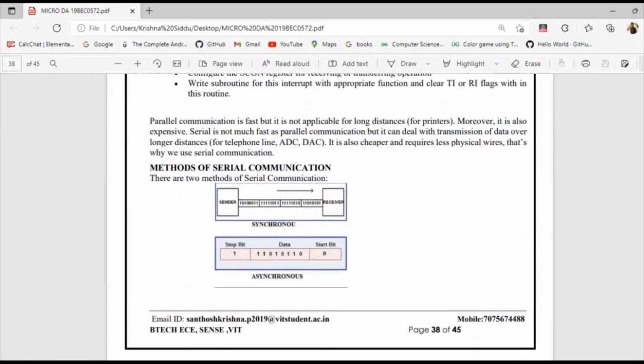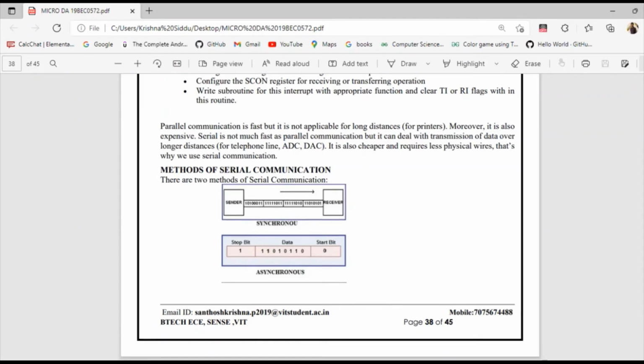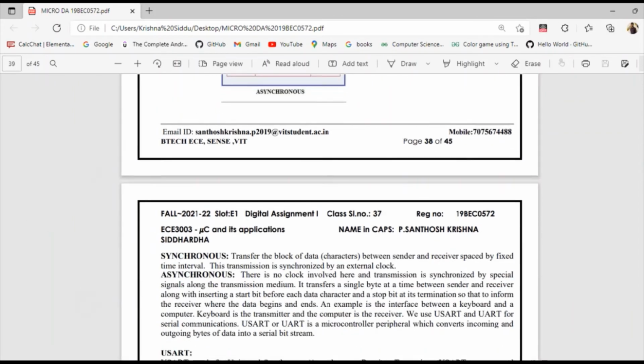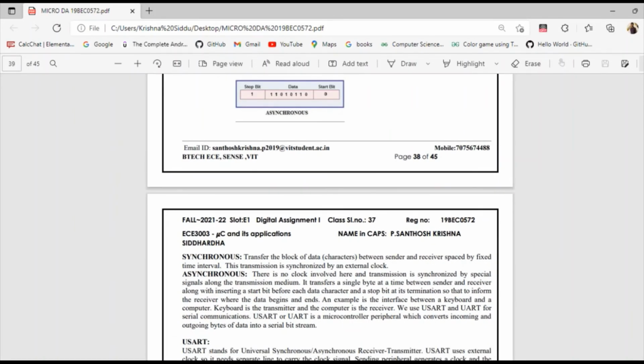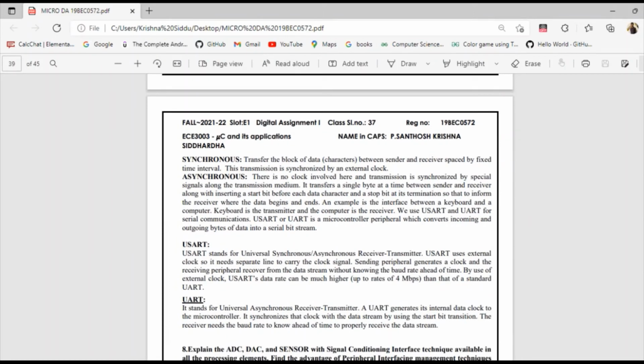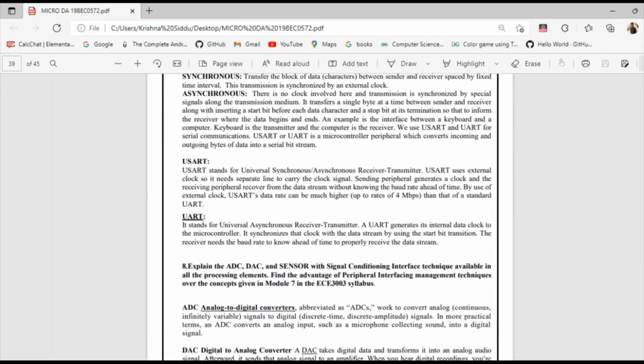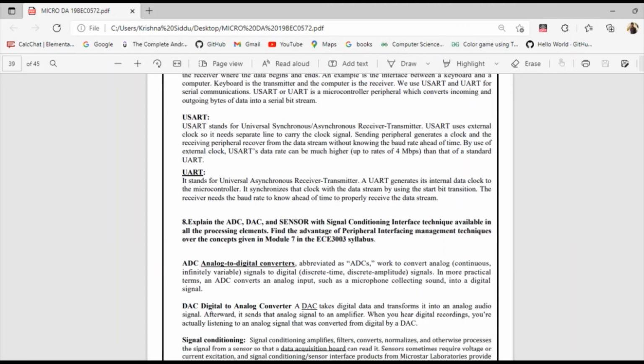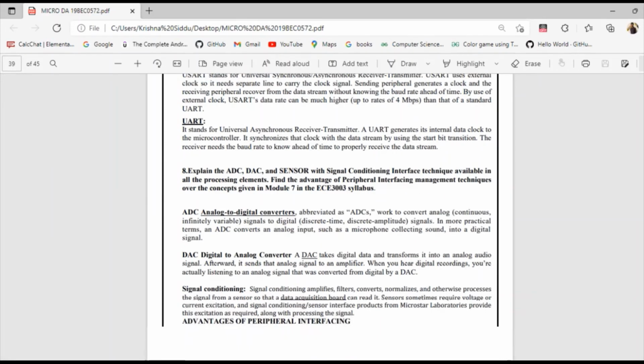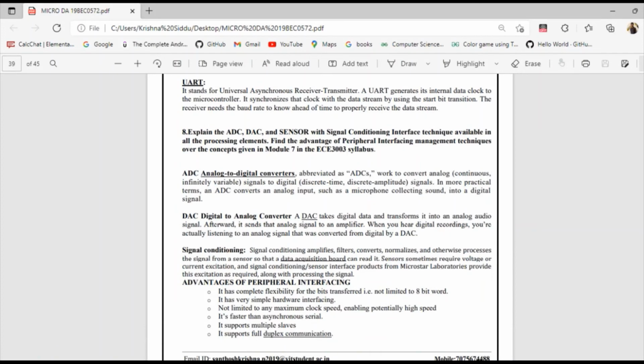Next, coming to the methods of serial communication. There are two methods: synchronous and asynchronous. In synchronous, we transfer blocks of data. In asynchronous, there is no clock involved here. Transmission is synchronized by special signals only. You can see the USART and UART. Both are different. USART stands for universal synchronous asynchronous receiver transmitter, and UART stands for universal asynchronous receiver transmitter. Okay.